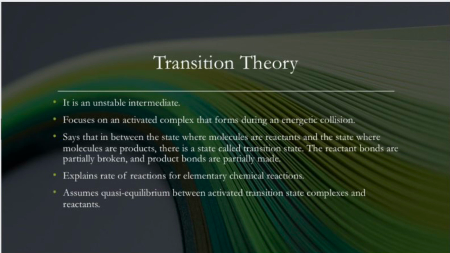Now we will talk about transition state theory. It is an unstable intermediate and focuses on an activated complex that forms during an energetic collision. It says that in between the state where molecules are reactants and the state where molecules are products, there is a state called the transition state. The reactant bonds are partially broken and product bonds are partially made. It explains the rate of reactions for elementary chemical reactions and assumes quasi-equilibrium between activated transition state complexes and reactants.